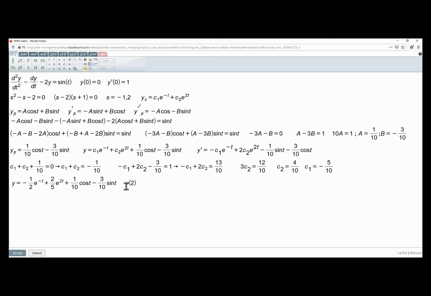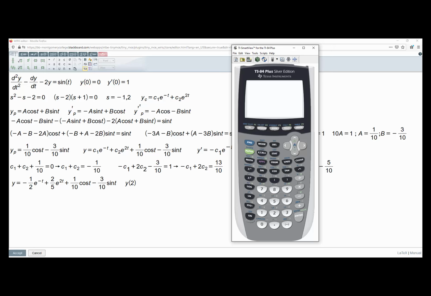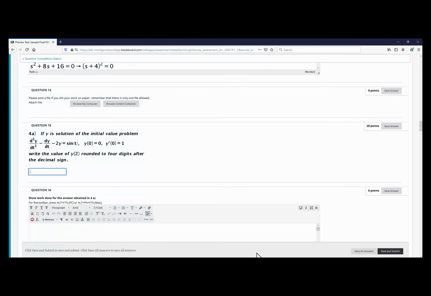So we have to find y(2), and for that we are going to employ our calculator. We have negative 0.5 times e to the power negative 2, because t is 2, plus 2 over 5, which is 0.4, times e to the power 2t, which will be 4, plus 1 over 10 is 0.1, then cosine of 2. Make sure that you are in radian mode, then minus 0.3 sine of 2, and that becomes approximately 21.4572. So we'll just write it in here.